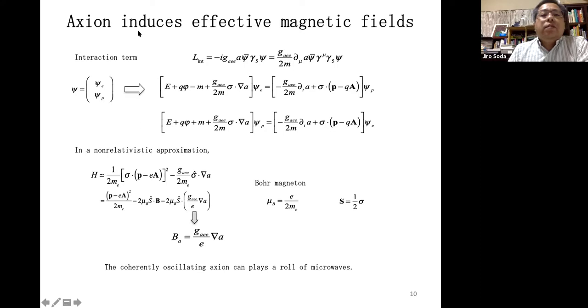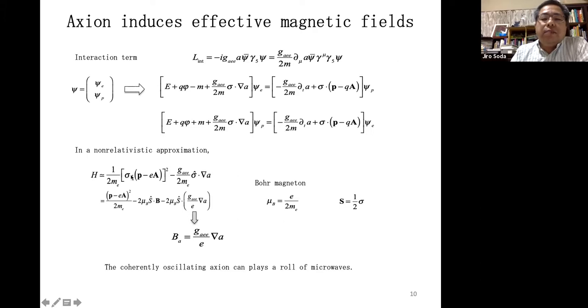And let's consider the interaction between the axion and the electron. Because the axion has the shift symmetry, the coupling form is restricted to this way. We have the derivative coupling here. Again, we have considered the electron part and the positron part for this Dirac field. Then you can get the Dirac equation. Then by eliminating this positron wave function, you will get this formula at the leading order.